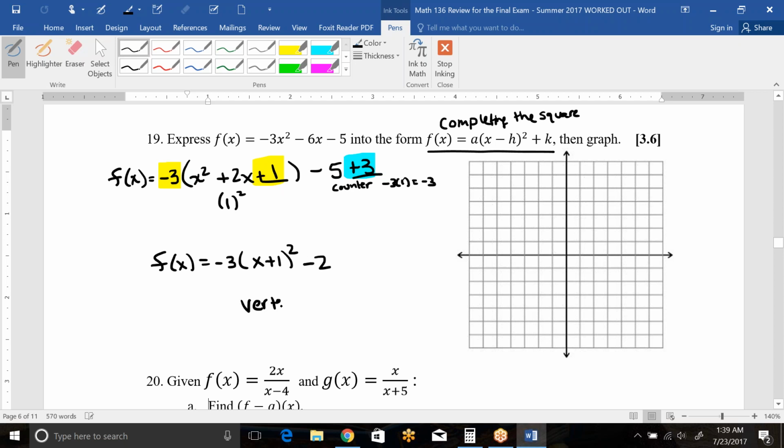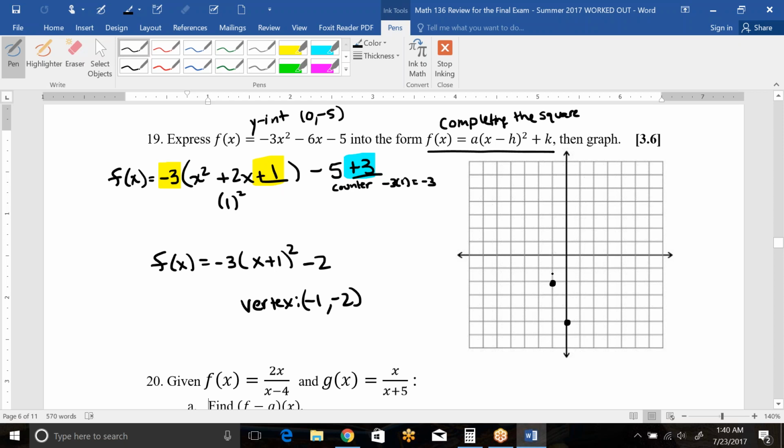So my vertex would be negative 1, negative 2. It's the opposite of the inside number and exactly the ending number. So left 1 and then down 2. And the quickest second point you can get is to just get the y-intercept, because not all of these are going to factor nicely to give you the x-intercepts. So if we plug in 0 for all the x's, it's going to be negative 5. So that would be 0, 1, 2, 3, 4, 5.